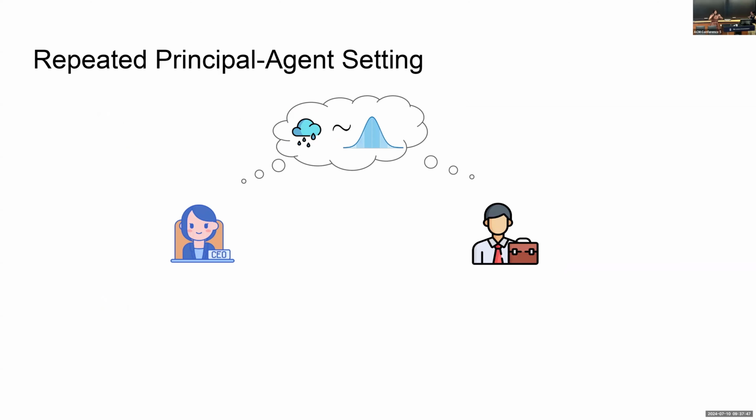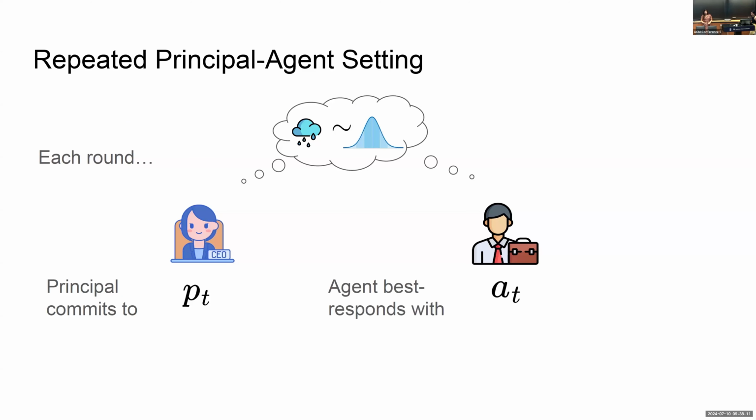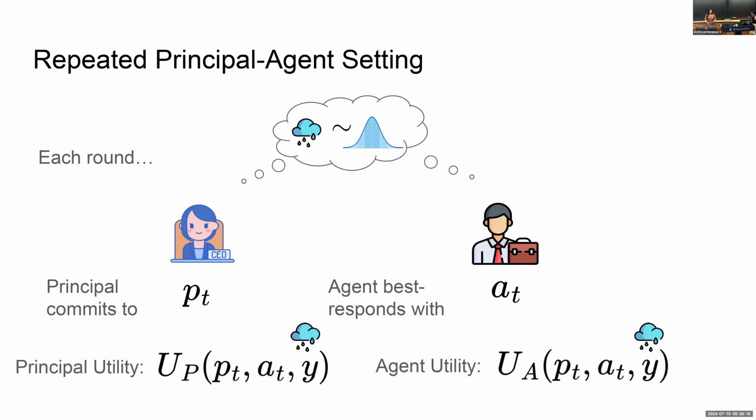We're in a repeated principal-agent setting, where the standard assumption is that the principal and agent both have some shared prior over some state of nature. This is how the standard model works: in each round, the principal commits to some policy, and the agent best responds with some action. The principal's utility is some function of their policy, the agent's action, and the state of nature. The agent's utility is also a function of these things.